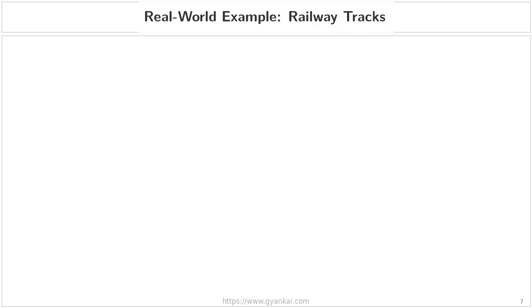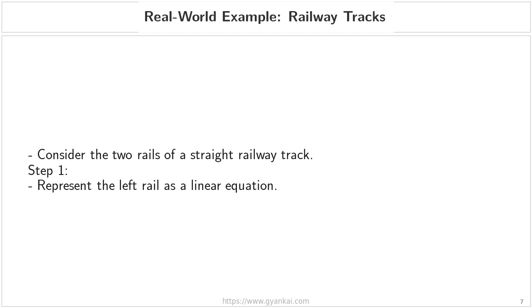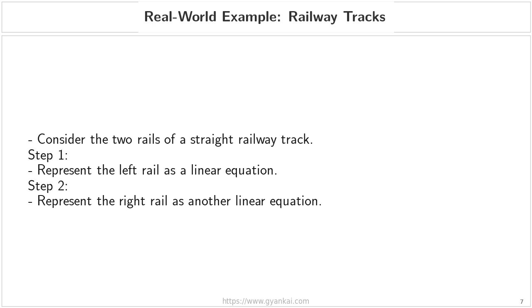Real-world example, railway tracks. Now, to help you visualize the concept of parallel lines that we just discussed on the previous slide, let's look at a real-world example, railway tracks. Think about the two metal rails of a straight railway track running alongside each other. In step 1, we can represent the left rail as a single linear equation. In step 2, we represent the right rail as a second, separate linear equation.